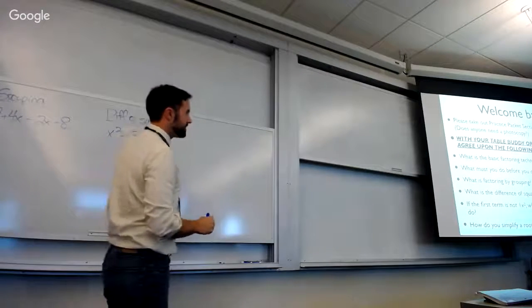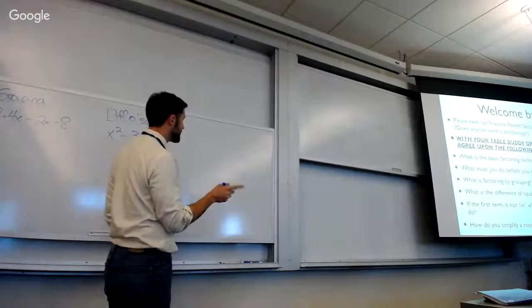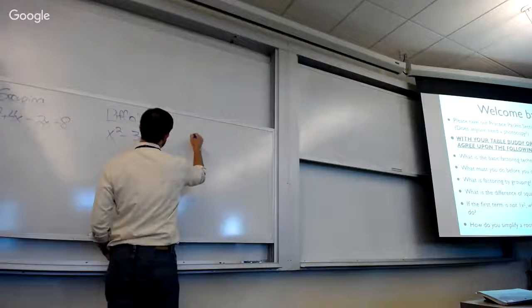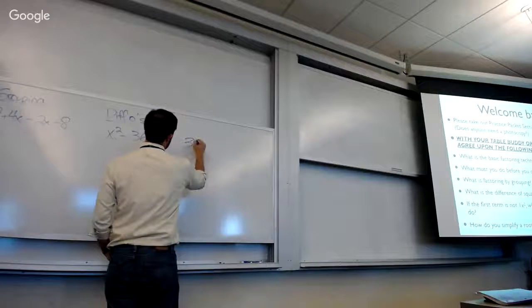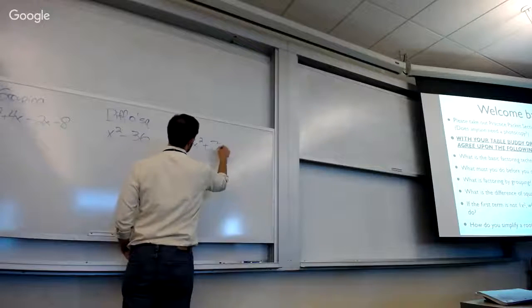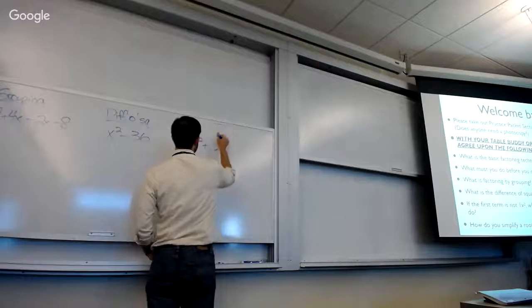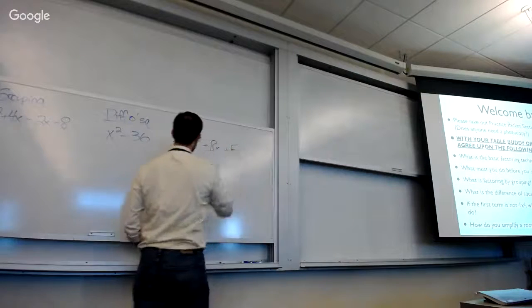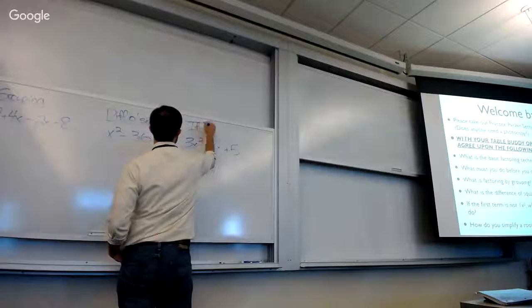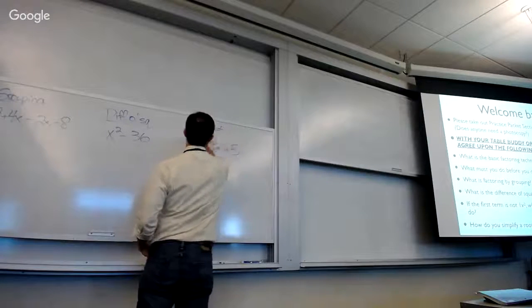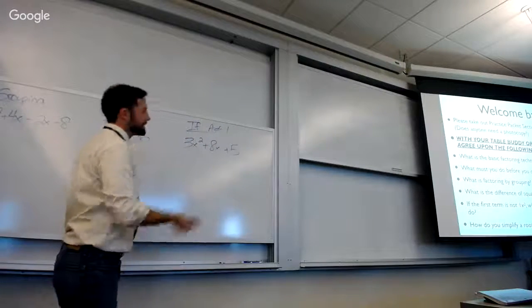And then if the first term is not 1x squared, what is the clever trick you must do? So let's say that you had a problem like 3x squared. So we'll do 8. There we go. So if a equals 1, or a is not 1, there we go. And then finally, how do you simplify a root?